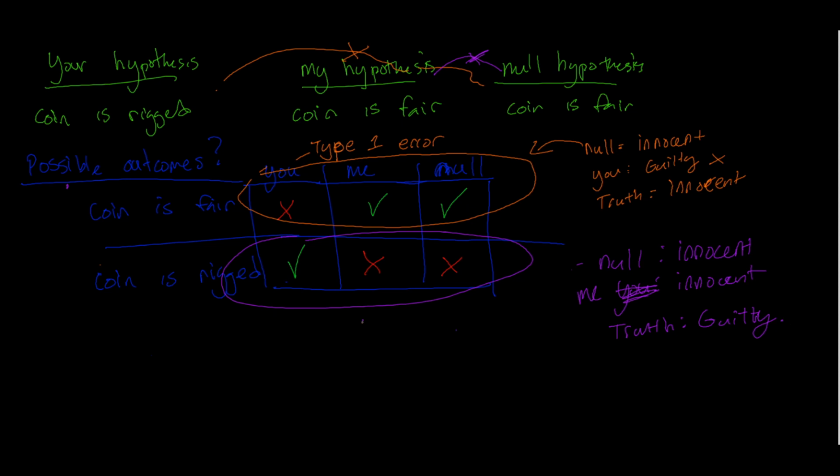So this is what we call a type 2 error. This particular situation right here, where you believe in the null, but the null is false.